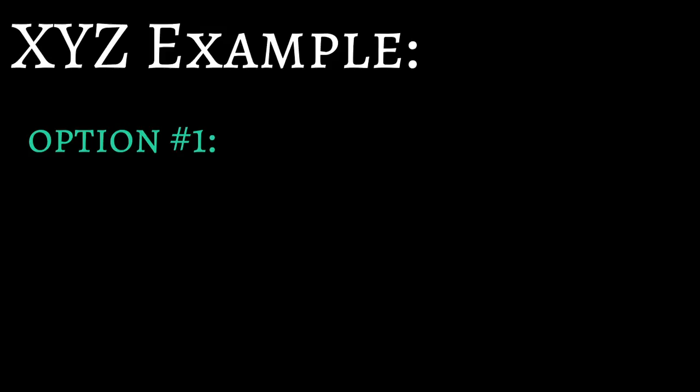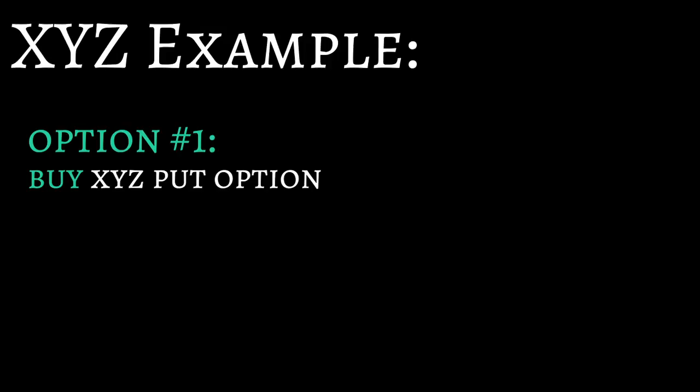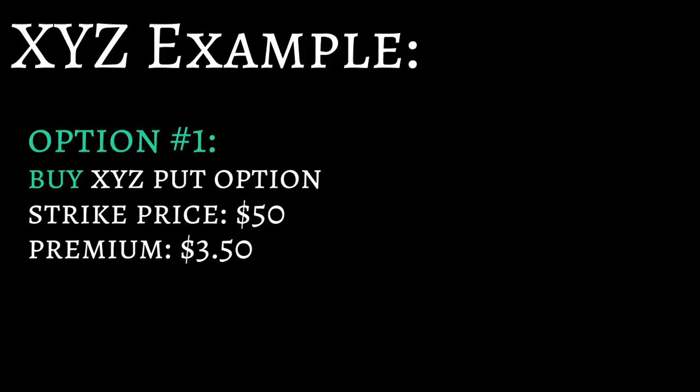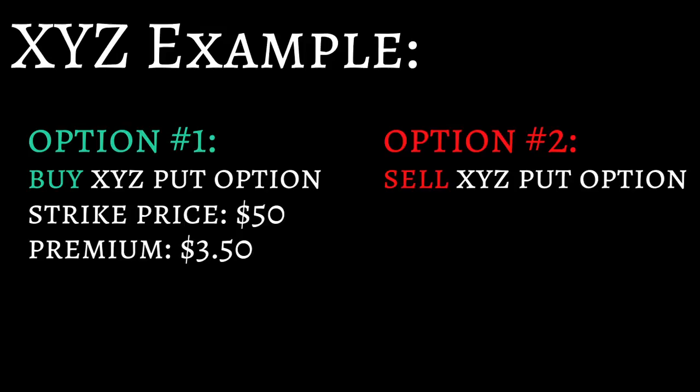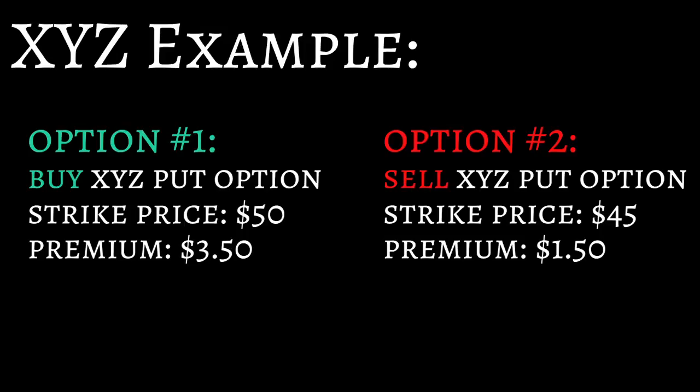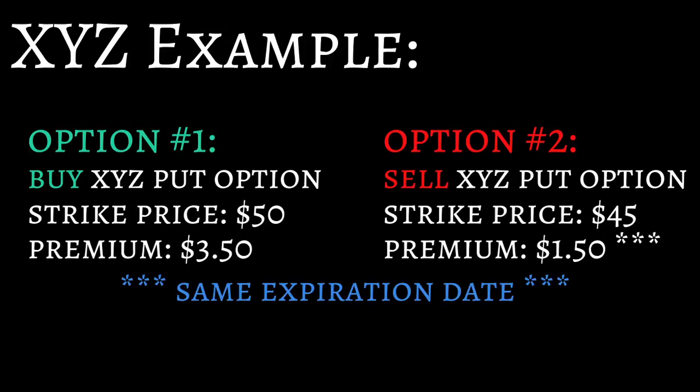You would start by buying a put option on the stock XYZ. Let's say you select the $50 strike price, which has a premium of $3.50. The second part of this spread would require you to sell a put option on XYZ. Let's say you pick a strike price of $45, which has a premium of $1.50 in this example. Since the second option was sold, you would be credited the premium. Remember, these two options must have the same expiration date.